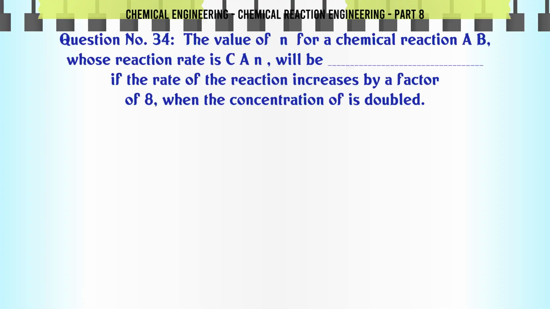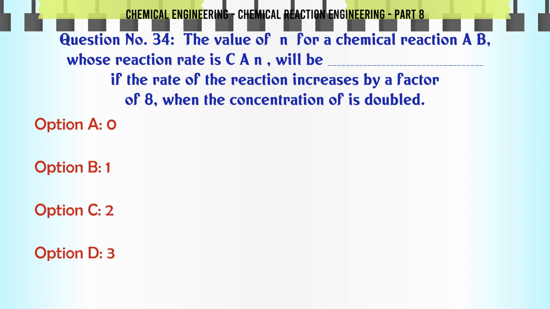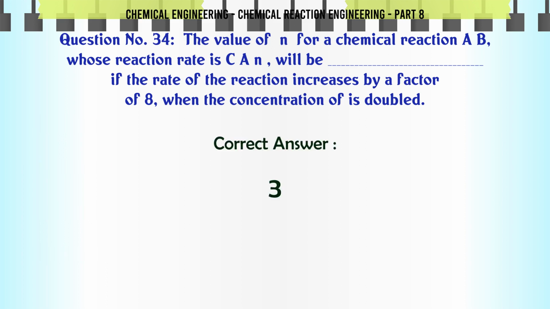The value of n for a chemical reaction A → B whose reaction rate is -rA = k CA^n will be, if the rate of the reaction increases by a factor of 8 when the concentration of A is doubled. A. 0. B. 1. C. 2. D. 3. The correct answer is 3.